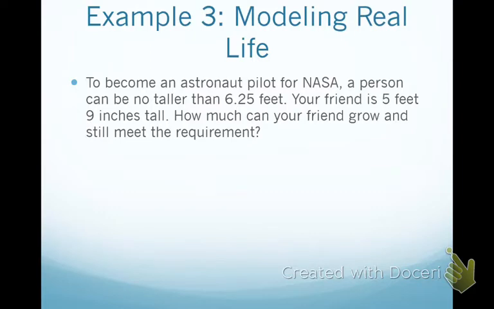Okay, so now let's look at the word problem example. To become an astronaut pilot for NASA, a person can be no taller than 6.25 feet. Your friend is 5 feet 9 inches tall. How much can your friend grow and still meet the requirement? The first thing we need to notice is that we have our dimensions written in different units. One is a decimal and the other says 5 feet 9 inches. So I need to convert 5 feet 9 inches to a decimal version, and it can't just be 5.9.